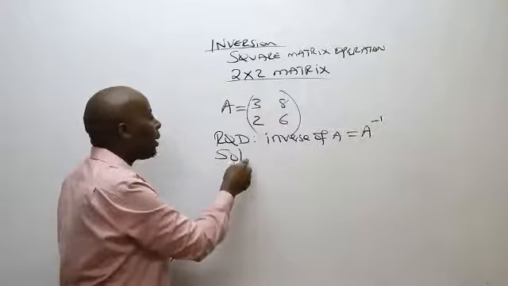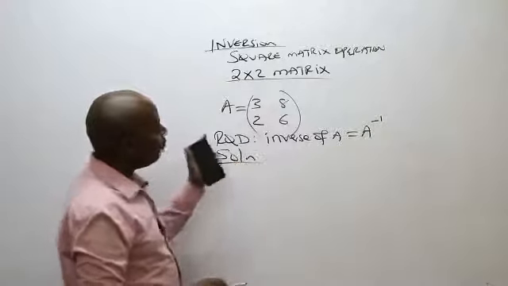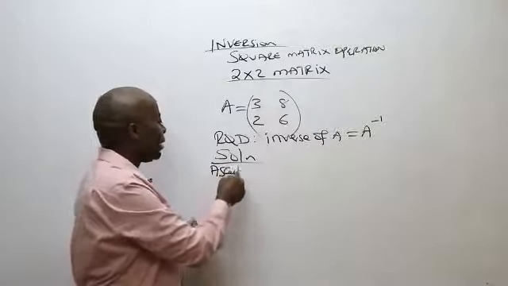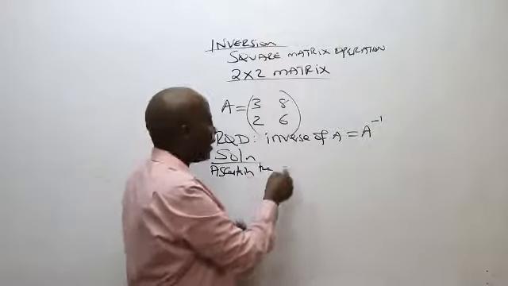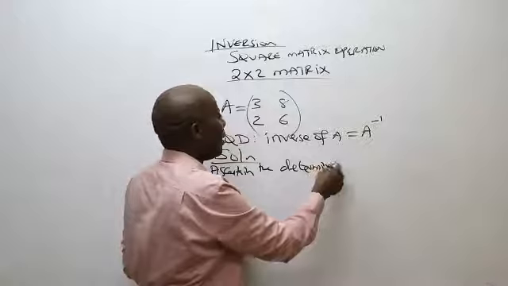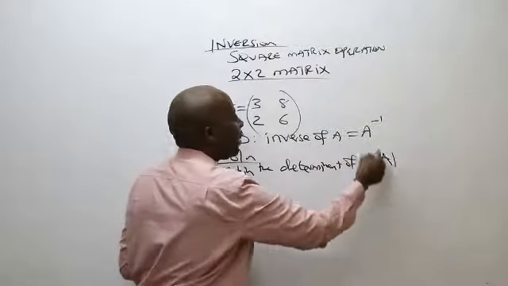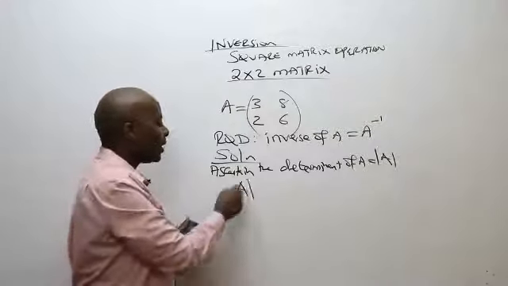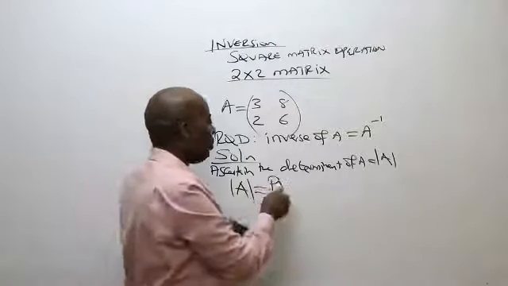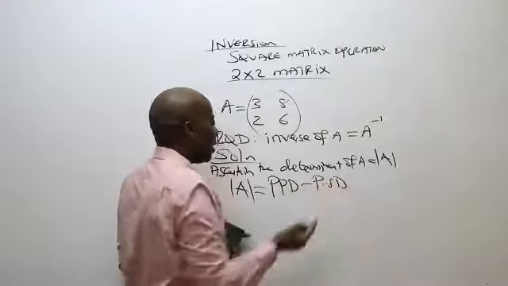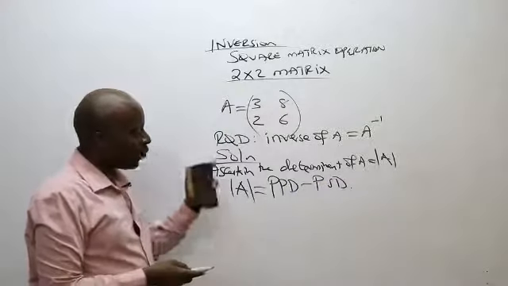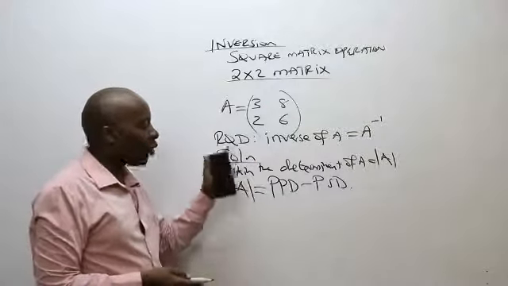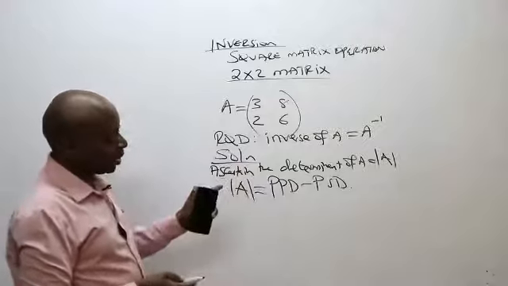So solution, my great friend: for us to be able to get the inverse of this matrix, the first thing that we shall do is to ascertain the determinant of A. The determinant of A will be equal to PPD minus PSD. So determinant of A is the product of the primary diagonal minus the product of the secondary diagonal.